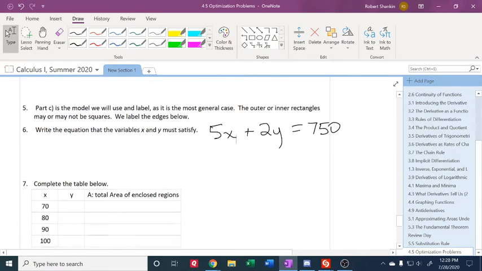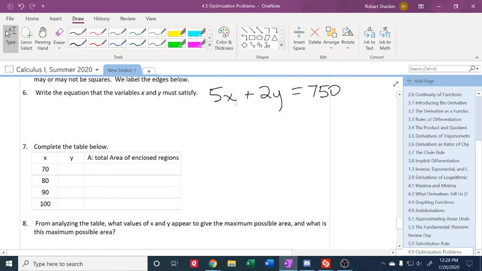Now we're going to complete this table below. If x is 70, what does y have to be? Well, they have to satisfy this equation, so you can figure it out. And then look at your picture and get the total area of the enclosed regions, of all 4 regions, you know, the total area. Let me give you a couple minutes to fill out this chart. So you're going to need a calculator.